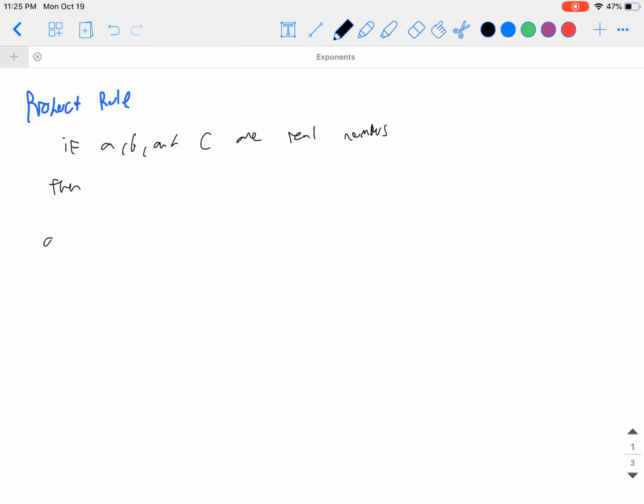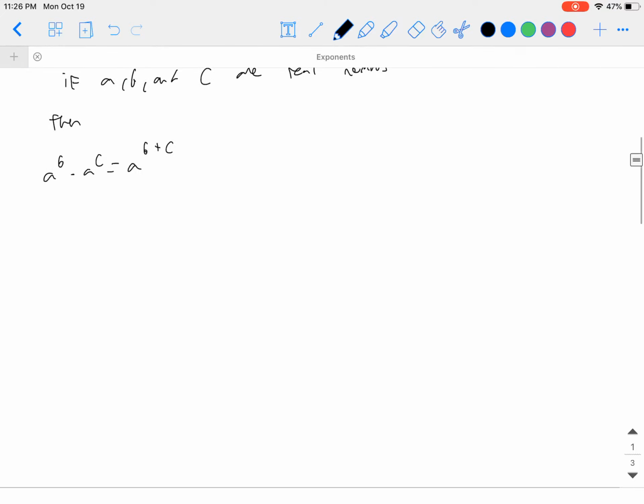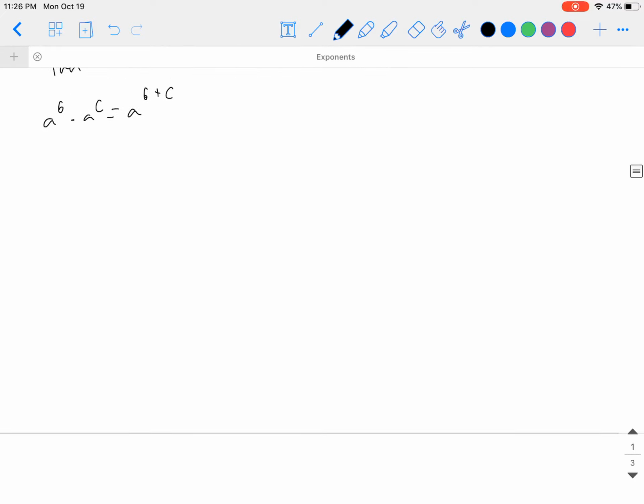then a^b times a^c equals a^(b+c). Now, this might look complicated at first, but really all it's saying is that when you are multiplying a number with exponents, all you do is add the exponents.